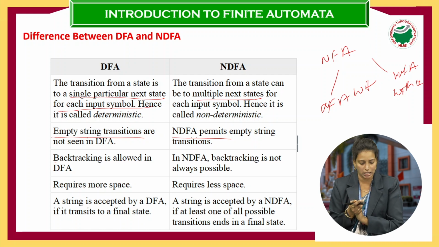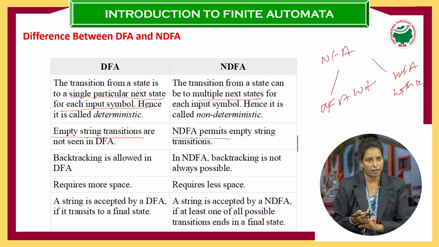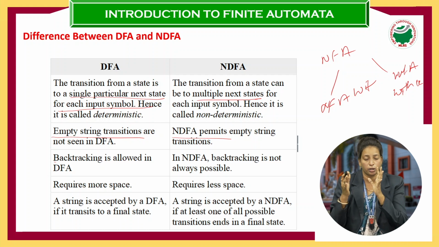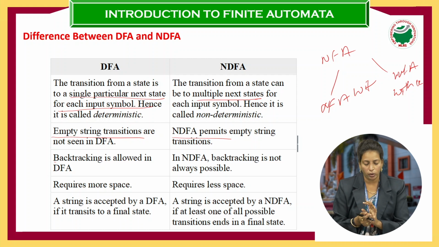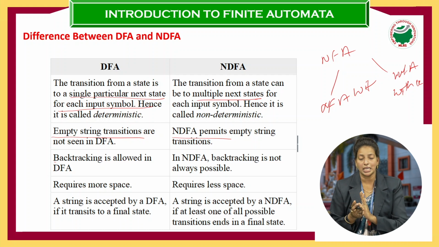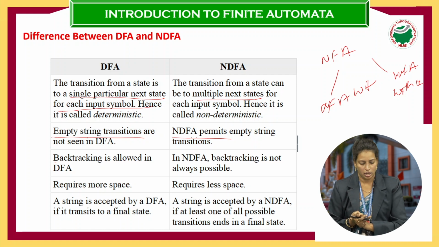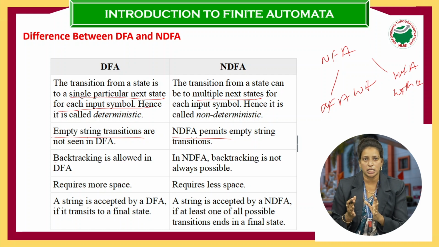So in DFA, the final string is accepted if it is transformed to or moves to a final state. Only that string is accepted. Otherwise, rejected. So in NDFA, the string is accepted if at least one of all possible transitions ends in a final state. So these are the differences between DFA and NFA.